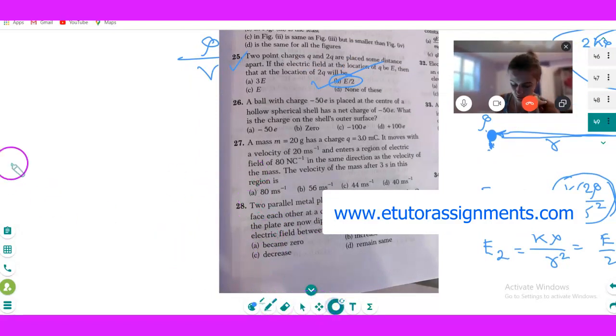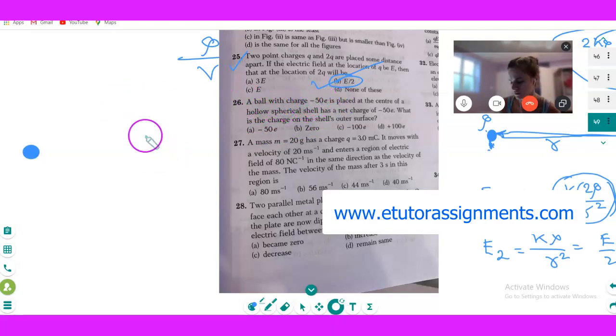A ball with charge minus 50e is placed at the center of a hollow spherical shell. The shell has a net charge of minus 50e also. What is the charge on the shell's outer surface?